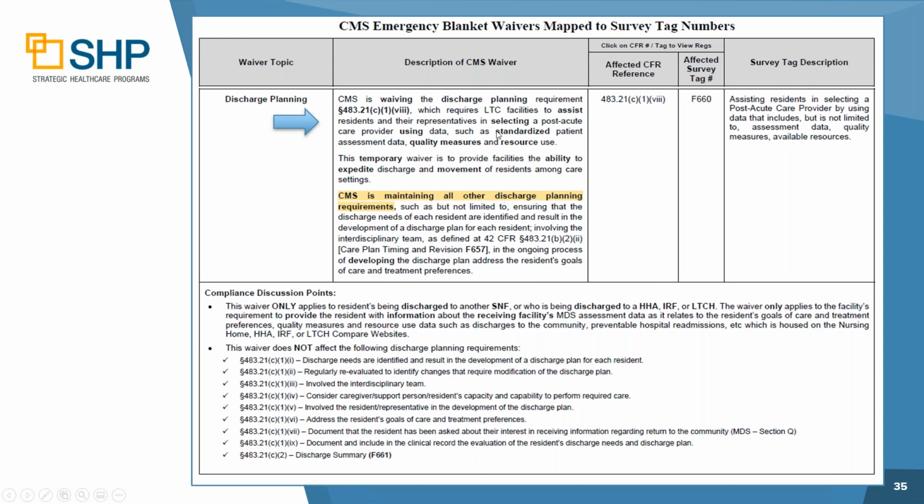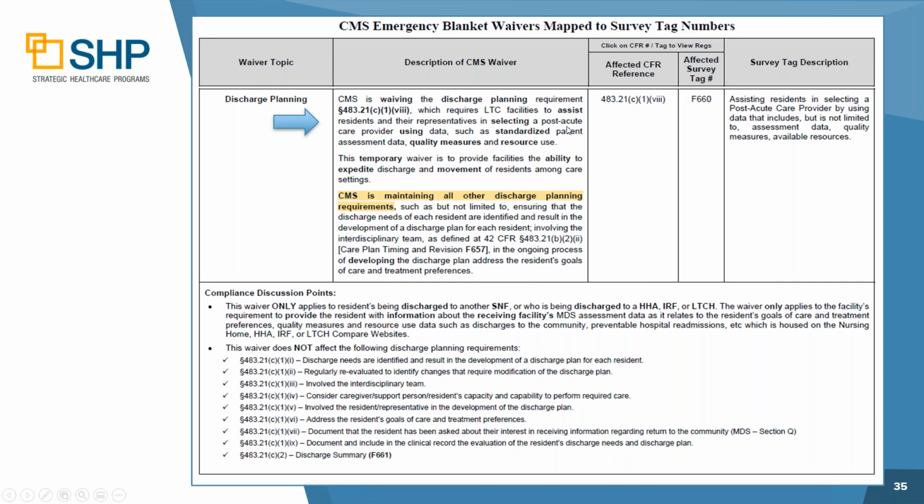What that means is, under tag number 660, if you transfer a resident or discharge a resident to another facility, to a home health, another long-term care facility, long-term care hospital, inpatient rehabilitation facility, if you transfer those residents to these places, you are required to provide the resident and the family with information about the facility's quality measures relative to what their discharge goals are. For example, if a resident is being discharged and they have issues with pressure sores, they are being transferred to a facility in another state or another county, and that facility's quality measures indicate that they have issues with skin care, then you have to provide that information to that resident, to that family.